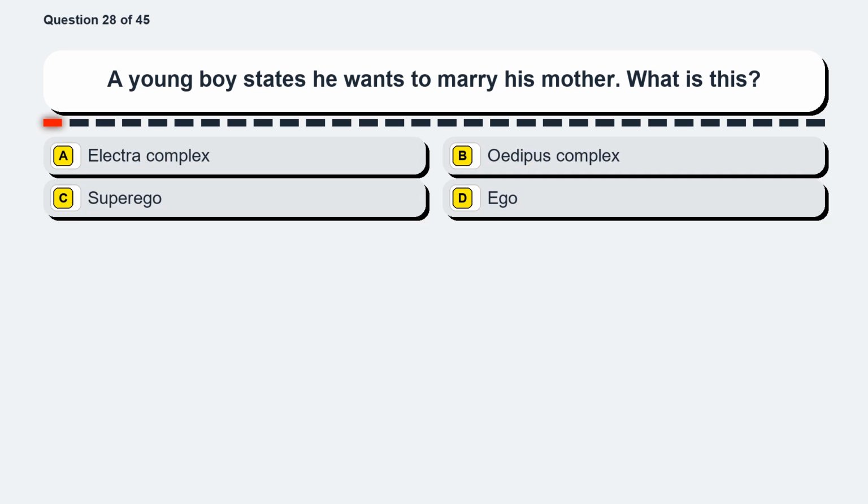Question 28. A young boy states he wants to marry his mother. What is this? Option A, Electra complex. Option B, Oedipus complex. Option C, superego. Option D, ego.